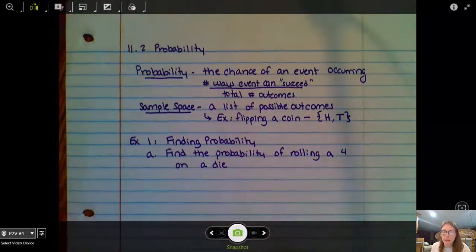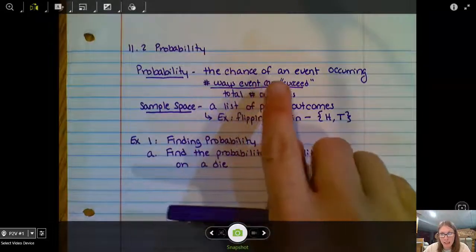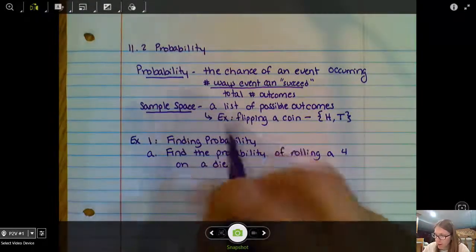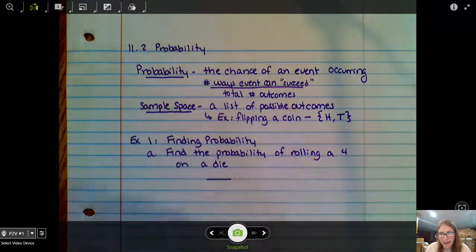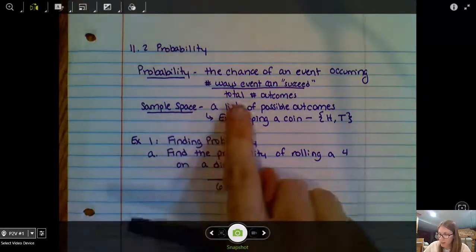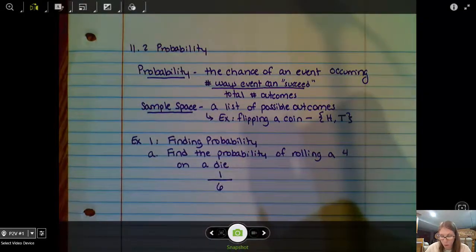We find the probability by figuring out how many ways that event can succeed. In this case, if we want to roll a 4, our success is rolling a 4, over the total number of outcomes. Well, if we're rolling a die, there are 6 possibilities. It can either be 1, 2, 3, 4, 5, or 6. 6 possible outcomes on the bottom. And again, there's only one way that we can get a 4. So 1/6 would be our probability of rolling a 4 on the die.